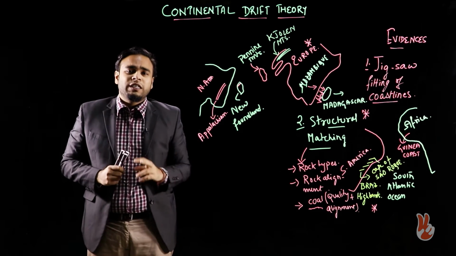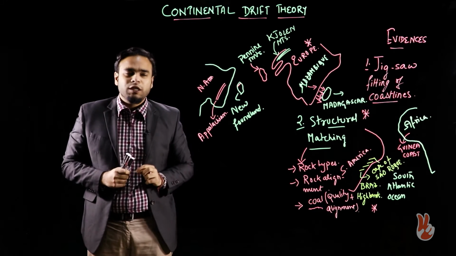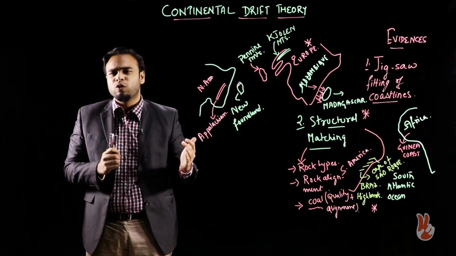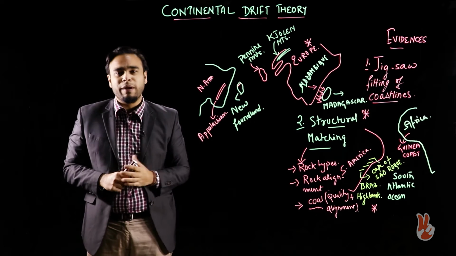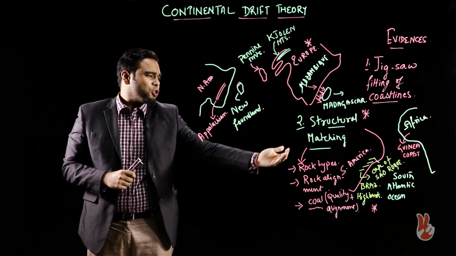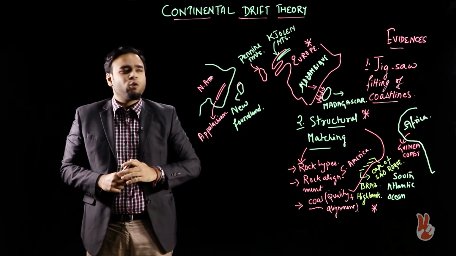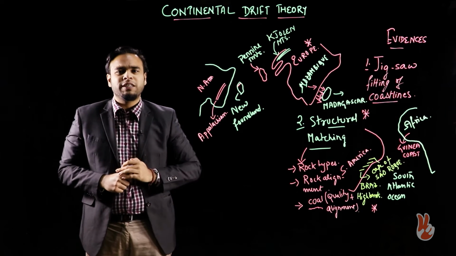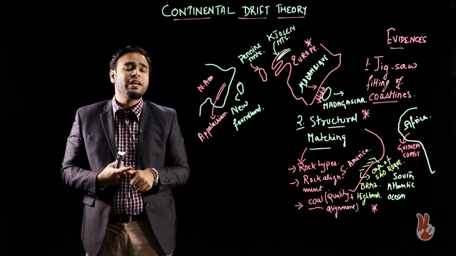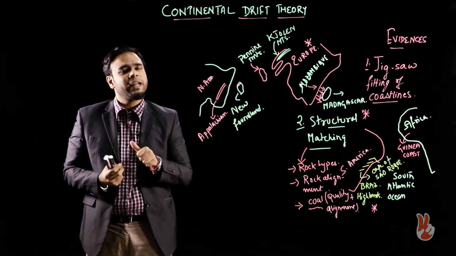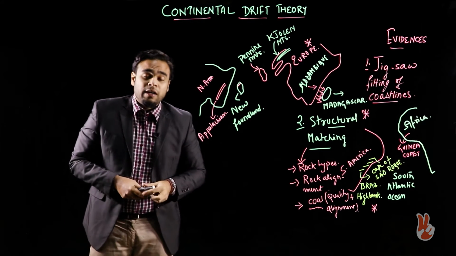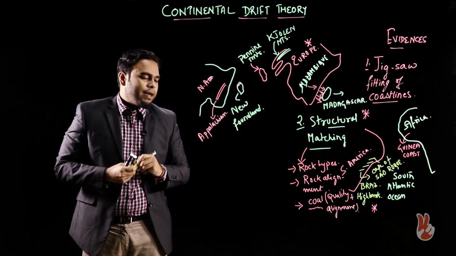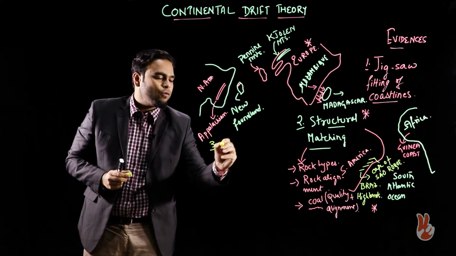So till now we have discussed two different types of evidences. First is the jigsaw fitting of different coastlines, for example, South America and Africa. Then we also have Madagascar fitting the coastline of Mozambique. Secondly, he talked about structural matching in terms of rock types, rock quality, rock alignment as well as coal quality and coal alignment. Fine. Then the third example that he gave was related to fossil studies.